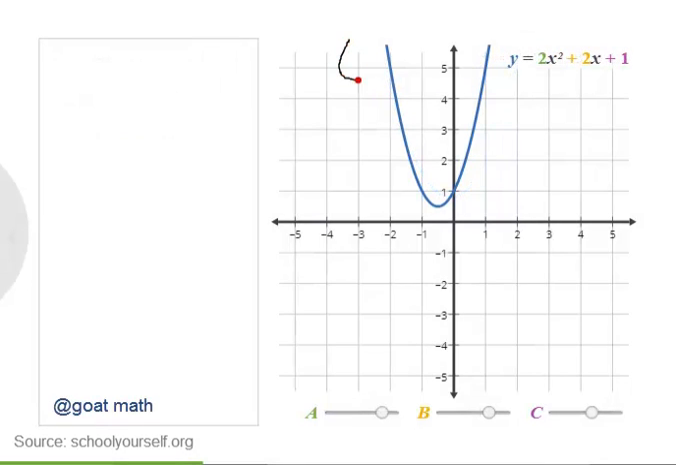Nicely done. So here's another example of a quadratic polynomial with no roots. 2x squared plus 2x plus 1. But wait a second, can't we use the quadratic formula to find the roots? What does it mean when a quadratic has no roots?